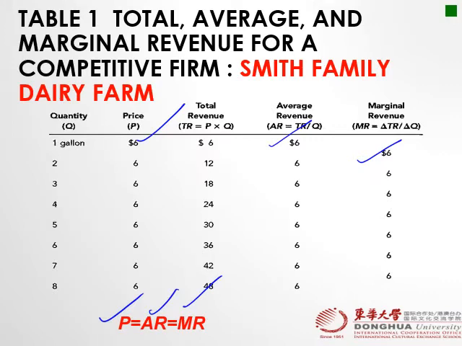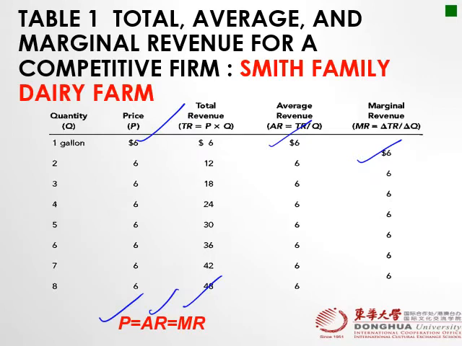Where did this 6 come from? Remember, the marginal is always in the middle, right? You see, this is in the middle. So this 6 came from 42 minus 36 divided by 7 minus 6, and the answer is 6.